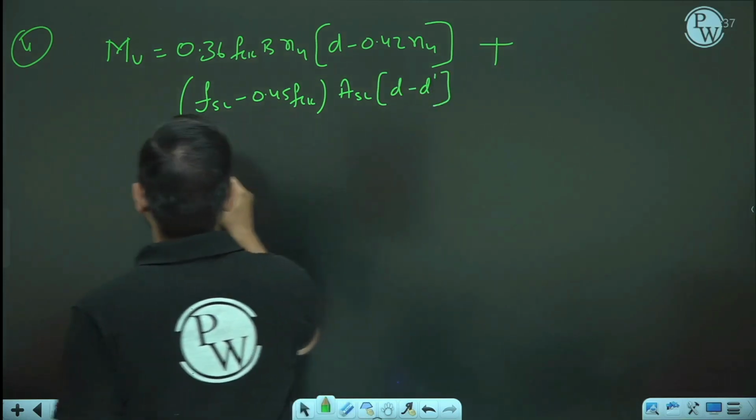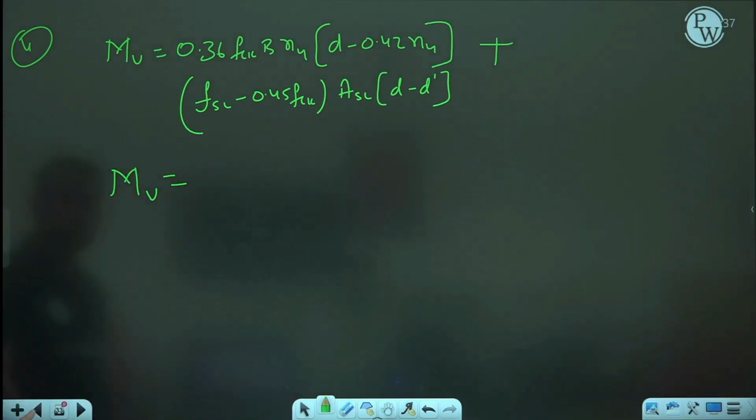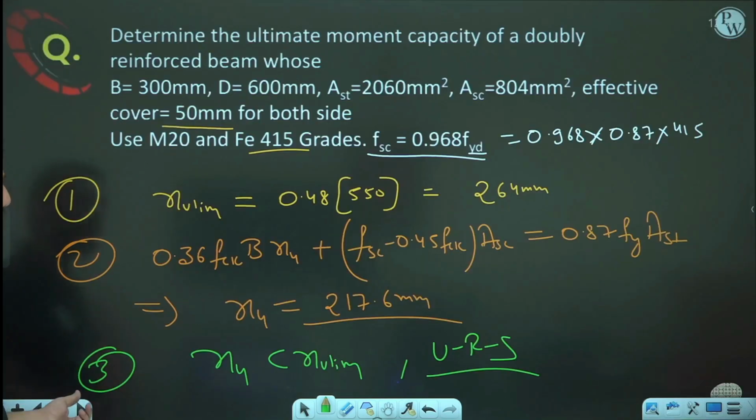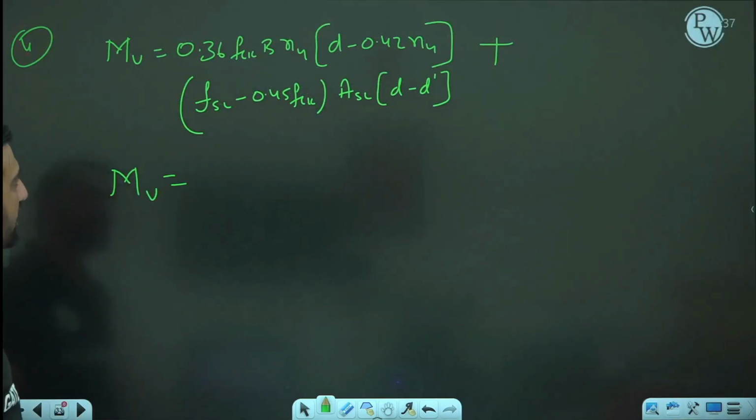So substituting the values here, FCK is 20, B is 300, and XU we have calculated as 217.4. D is 550, and FSC is given to us as 0.968 into 0.87 into Fy. FCK is also known to us, ASC is given to us, D minus D dash is 600 minus 50, 500, because the effective cover is 50 mm on both sides. So you will get the answer in Newton mm, and I am converting the answer into kilonewton meter.